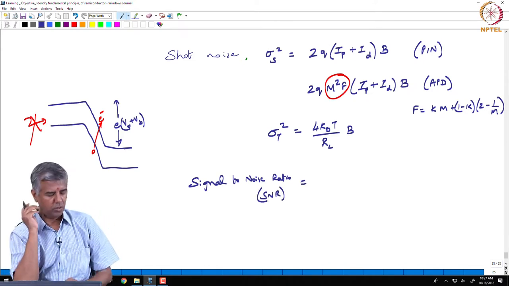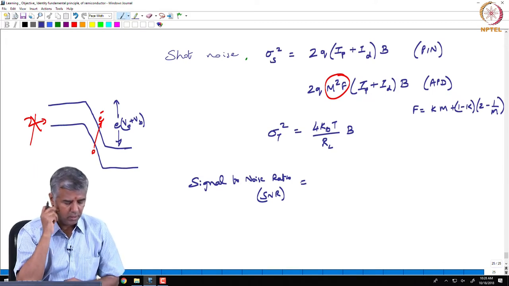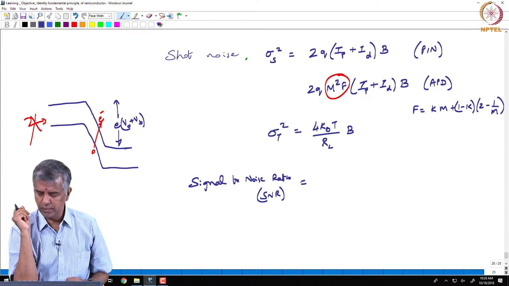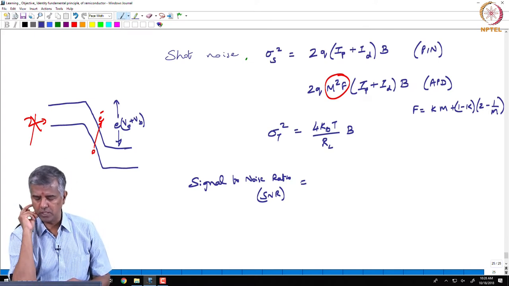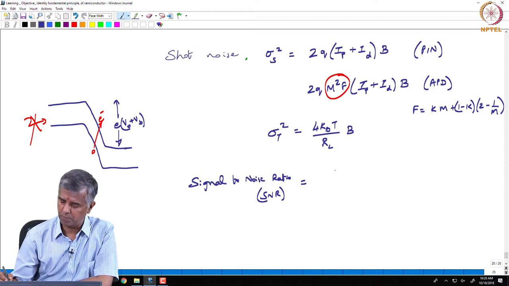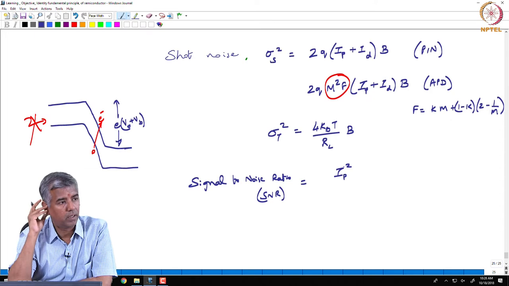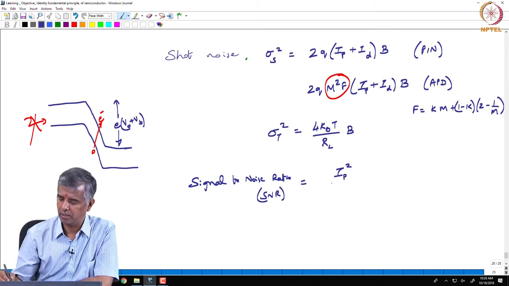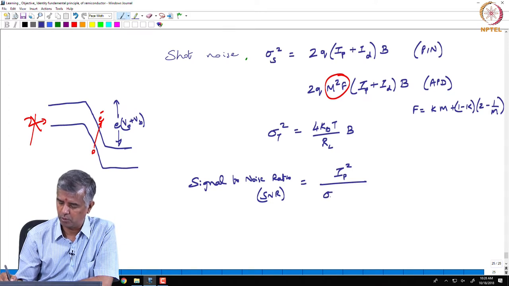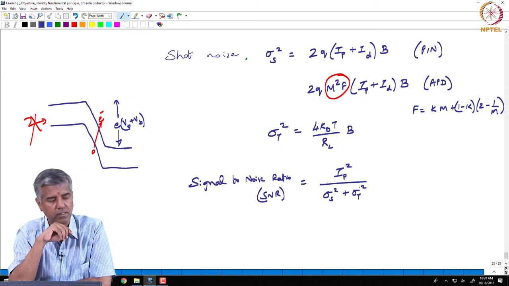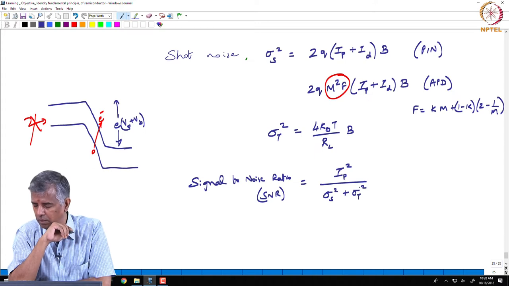So when you look at the overall signal to noise ratio, signal to noise ratio is defined as your signal power over the noise power. The signal power is going to be given by this I_P square, and your noise power is given by, now it has two components, sigma_s square plus sigma_T square. That's the shot noise variance, and then the thermal noise variance, right?